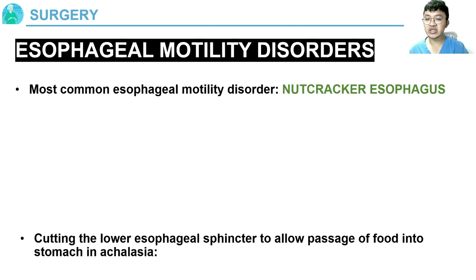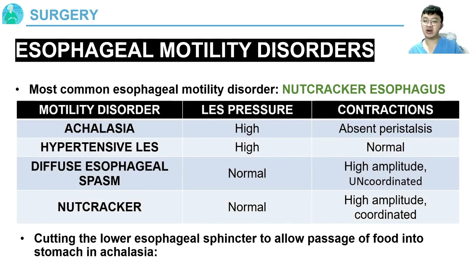The most common esophageal motility disorder is nutcracker esophagus. Now, don't get confused. Achalasia is not the most common, but achalasia is the classic one. It's the one usually asked in board exams or in your quizzes. However, between the four common esophageal motility disorders, it's nutcracker esophagus which is actually the most common. Achalasia is just more well known. So you have four general types of motility disorders: achalasia, hypertensive LES, DES or diffuse esophageal spasm, and nutcracker esophagus.